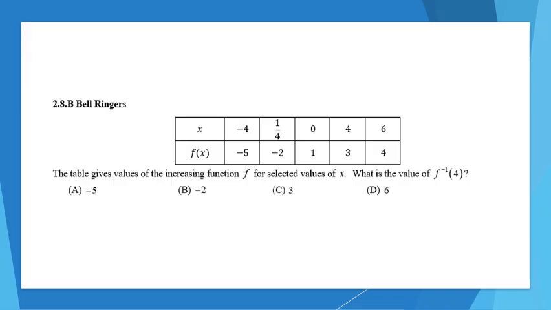So the table here gives values of the increasing function f for selected values of x. What is the inverse of 4? So here, if we were looking for f of 4, right, you look for x here and then go to your y. That would be 3. That is not what this is. So do not get confused. Do not put 3 because it is not 3. Instead, we're looking for 4 in our inverse and going to 6 here. So 6 should be our answer there.